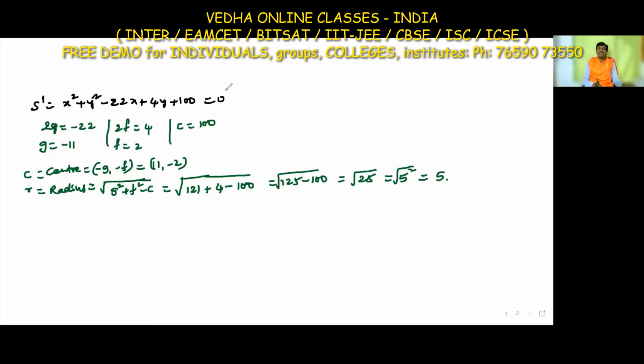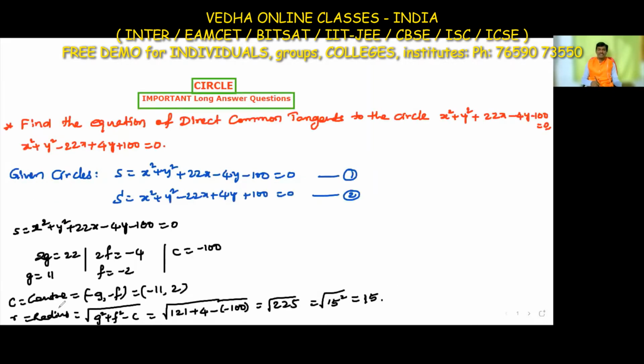Here we have two circles, that's why it is better to take C1, C2, R1, R2. I am taking the first circle center and radius as C1 and R1, and the second circle center and radius as C2 and R2.